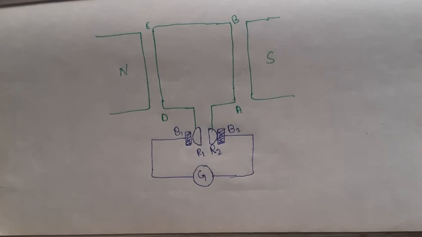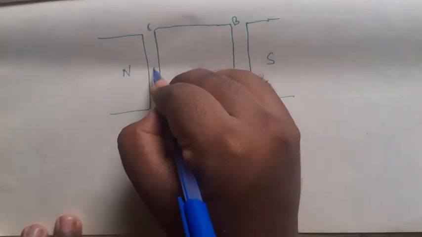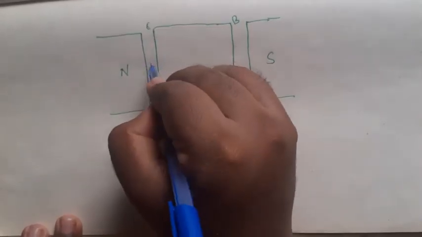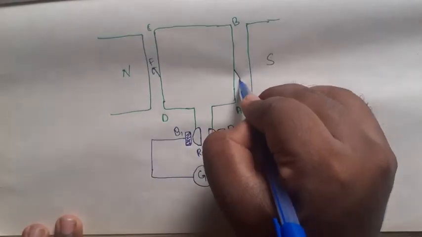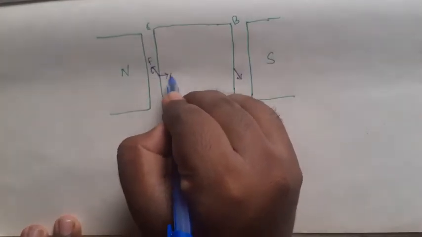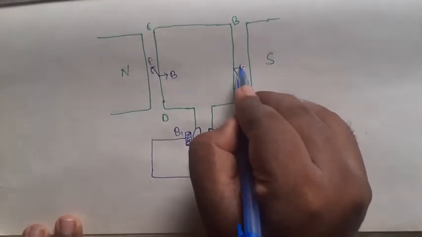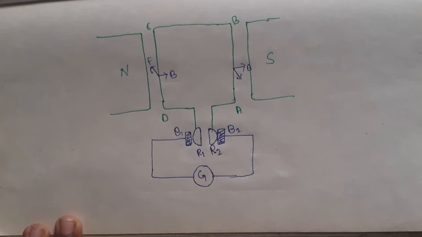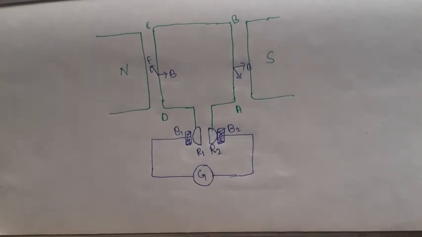Now after half revolution, the arm CD will move in the upward direction, and the arm AB will move in the downward direction. Here the magnetic field is in this direction, and here the magnetic field is also in this direction. So by using Fleming's right hand rule, we can easily find the induced current direction.